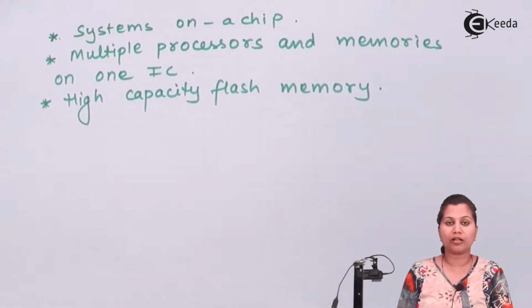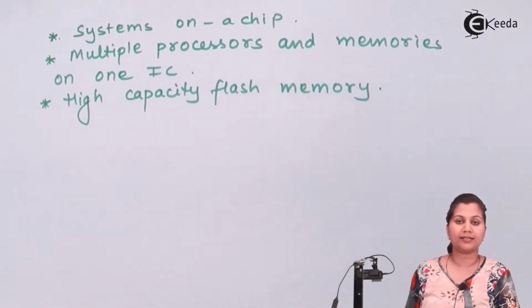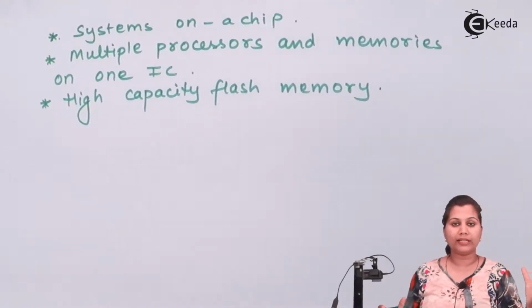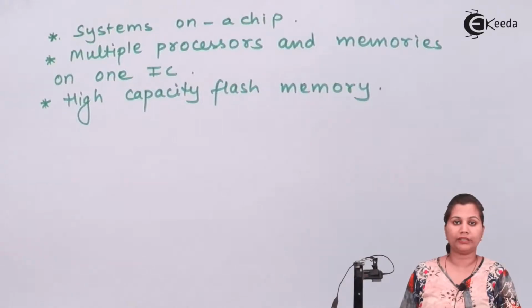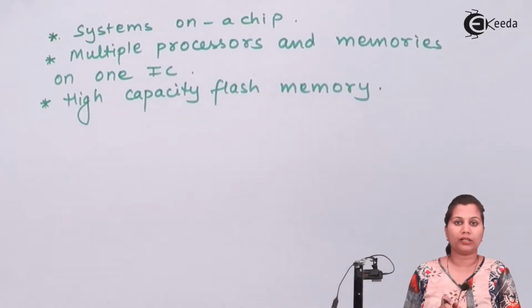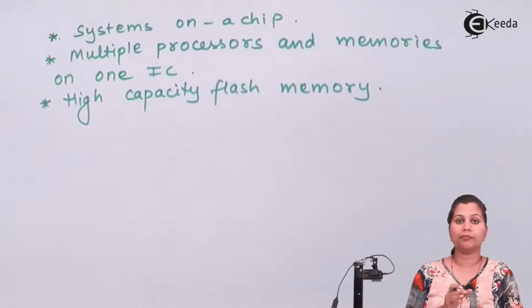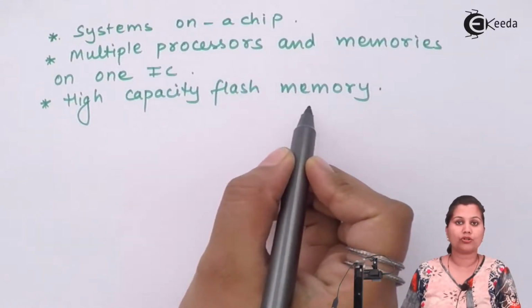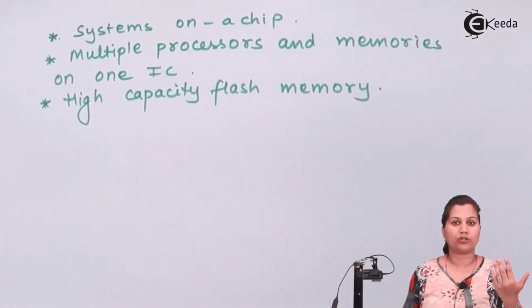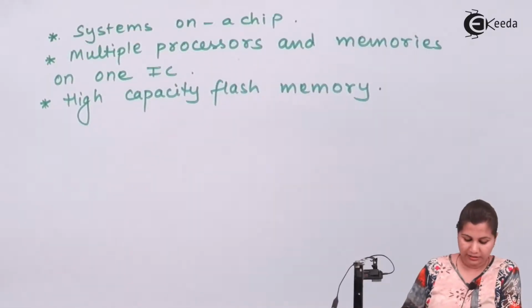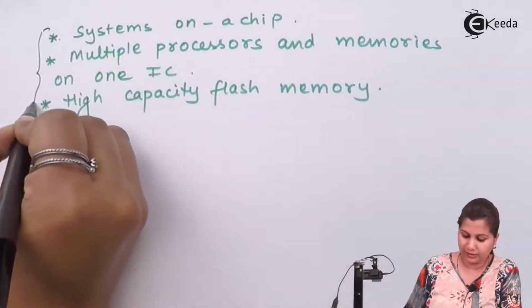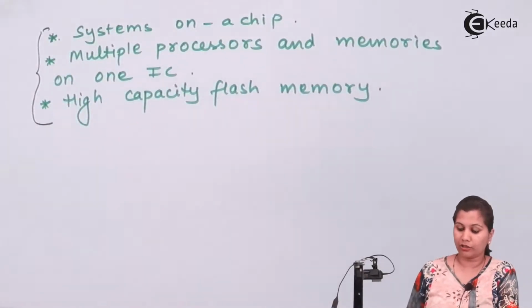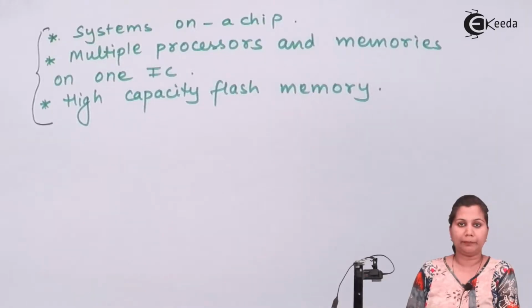Because so many functions are to be performed in the camera, the number of processors is also more. All these processors and all the circuitry involved in the system are to be embedded on a single chip. Because it is storing the images also, memory is used for the storage. Here high capacity flash memory is used, so that the number of images stored is also more. So these are the requirements in the digital camera system to perform these multiple functions.